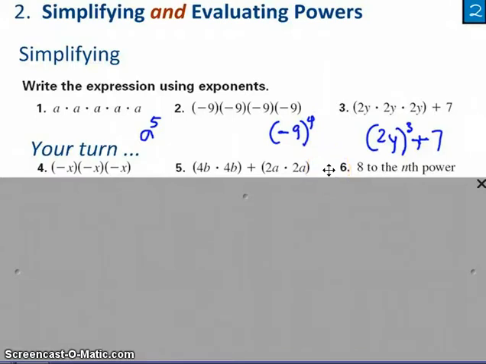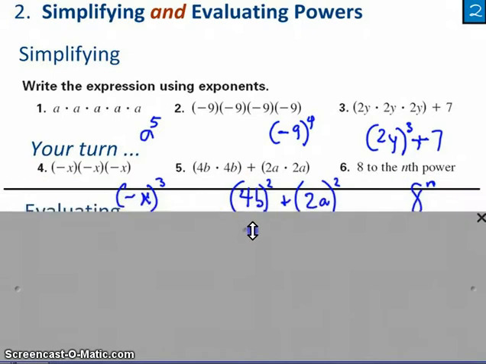Okay, I'm going to assume that you did hit the pause button, and now I'm going to just show you the answers and talk through them very quickly. I hope my handwriting is legible. That's supposed to be negative x in parens to the 3rd. That's 4b in parens squared, because I have 2 of them, and 2a in parens, also squared, because again I have 2 of them.